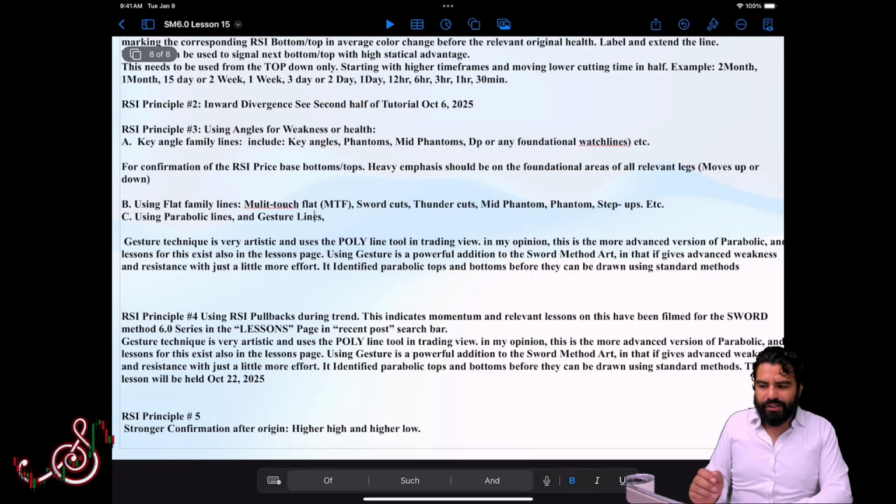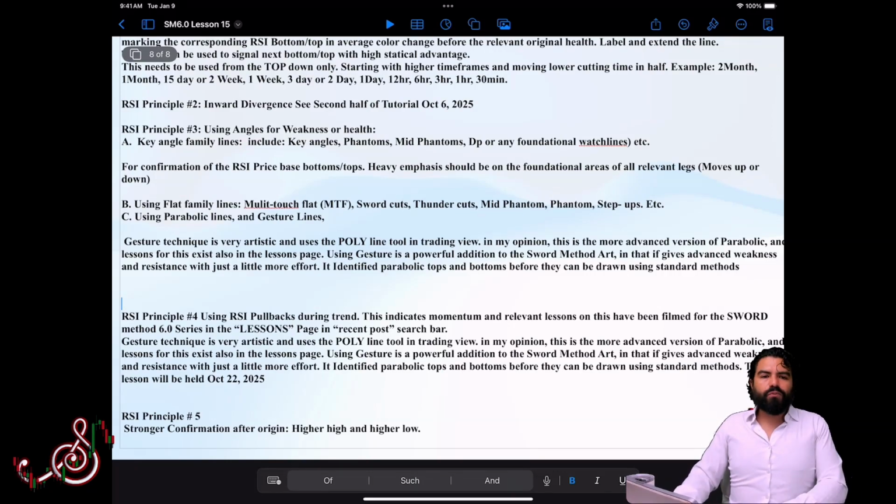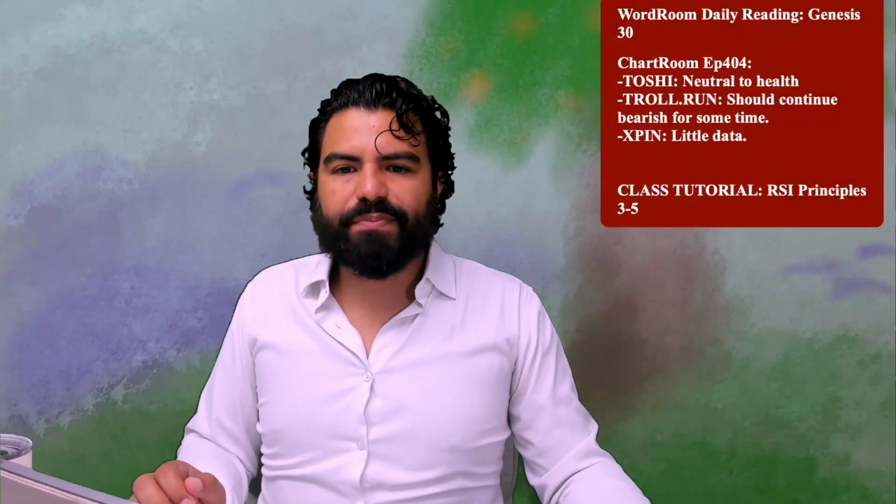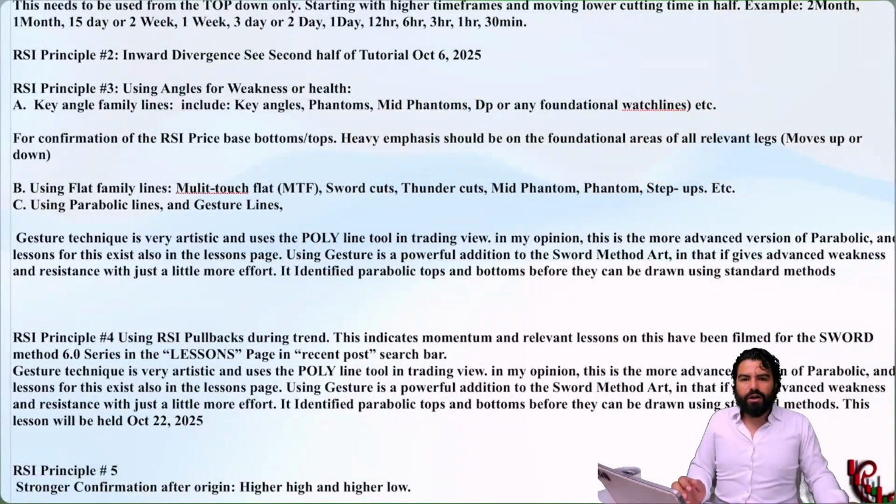Okay, flat families, we understand that we do flats all the time in Sword Method. We have specific modules for all of these flats. We have specific modules in our 6.0 series that are available for viewing: sword cuts, thunder cuts. Just type it in on our lessons page, you'll see one for thunder cuts. And in our key angle families that are flats, we have mid phantom, phantom, and the step ups module, where we teach about step ups when we cross over from one side to the other. So you can use all of these also in conjunction with your RSI for the health.